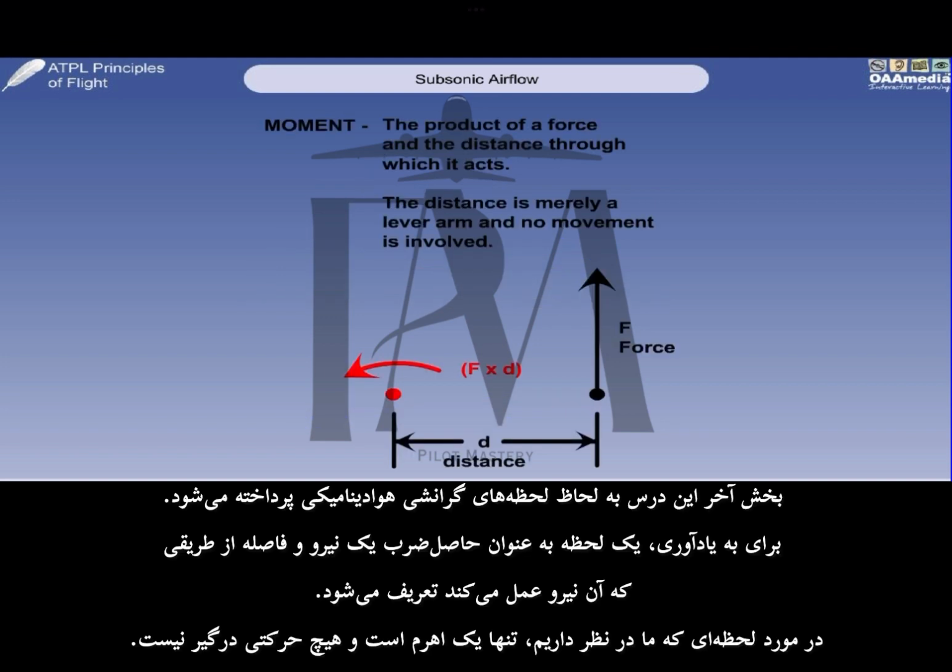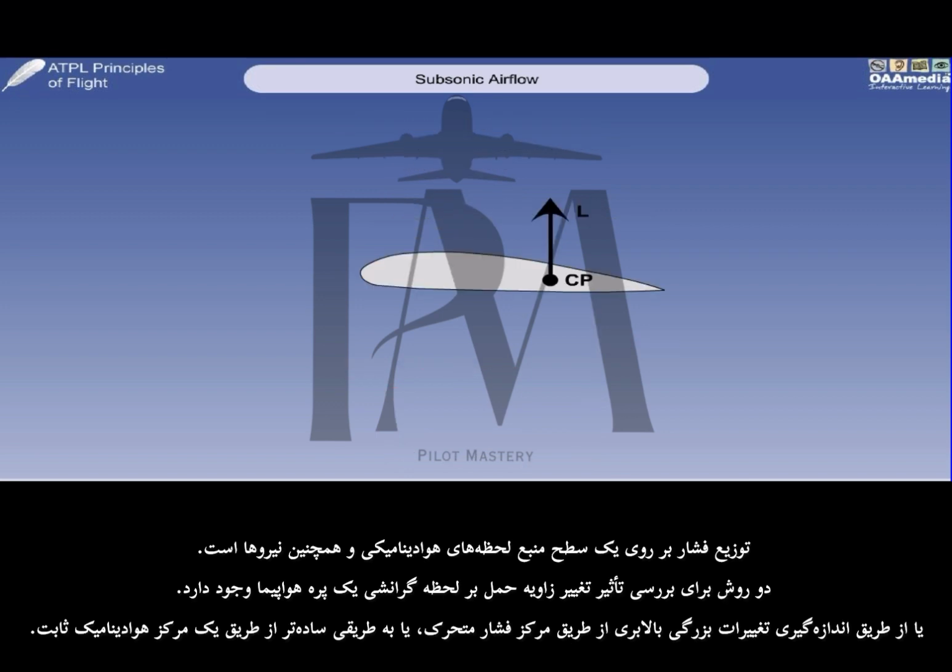The last section of this lesson covers aerodynamic pitching moments. To refresh your memory, a moment is defined as the product of a force and the distance through which it acts. In the case in which we are considering the moment, it is purely a leverage, and no movement is involved. The distribution of pressure over a surface is the source of aerodynamic moments as well as forces.